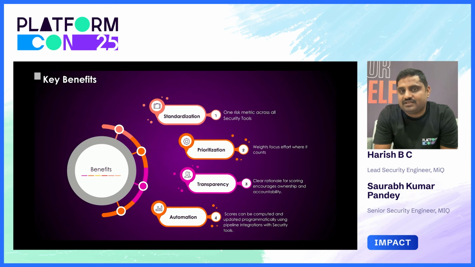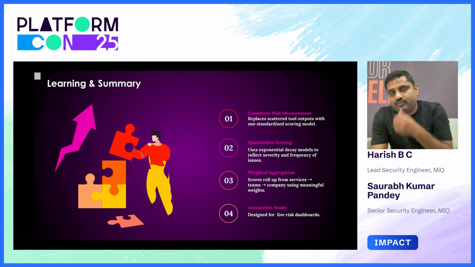Key benefits: one is standardization, one risk metric across all the security tools, so that we can normalize. Second is prioritization. Based on the priority and the risk appetite, we can put a weightage on it so that we can focus more on that particular risk. Transparency: there will be clear rationale for scoring, encouraging ownership and accountability. Finally, automation, where the scores can be computed programmatically and inherited in the pipelines for any of the security tools.